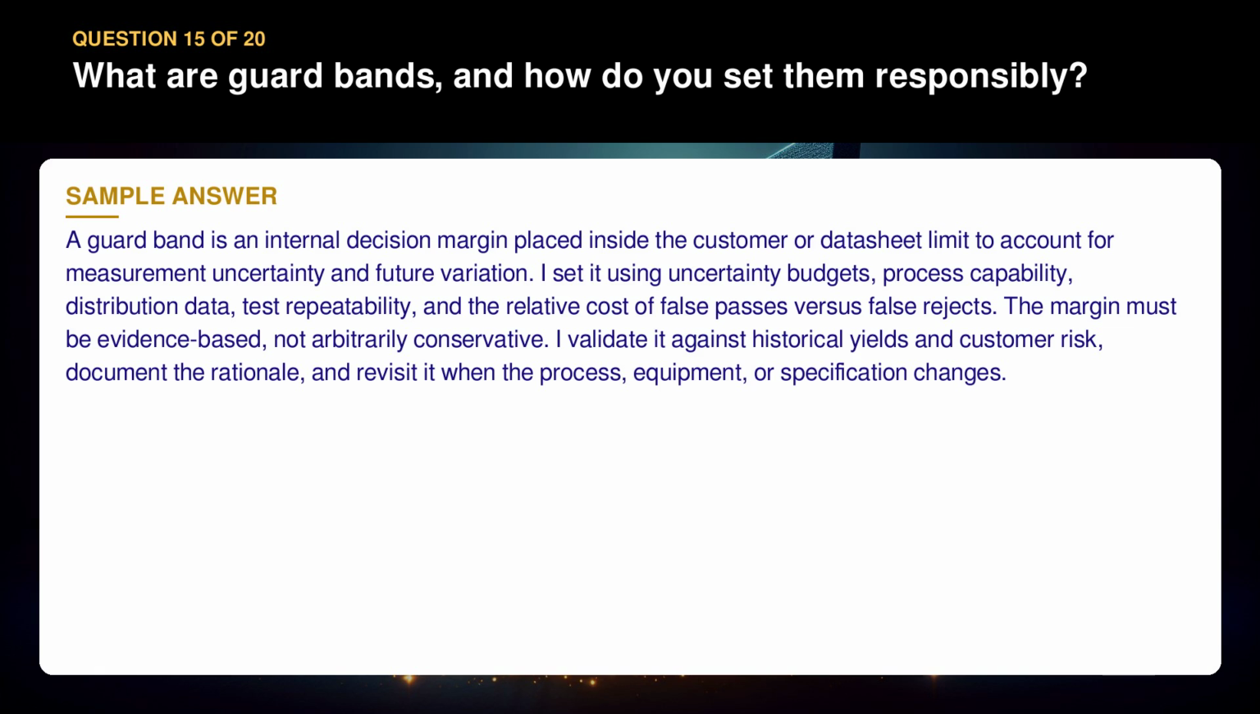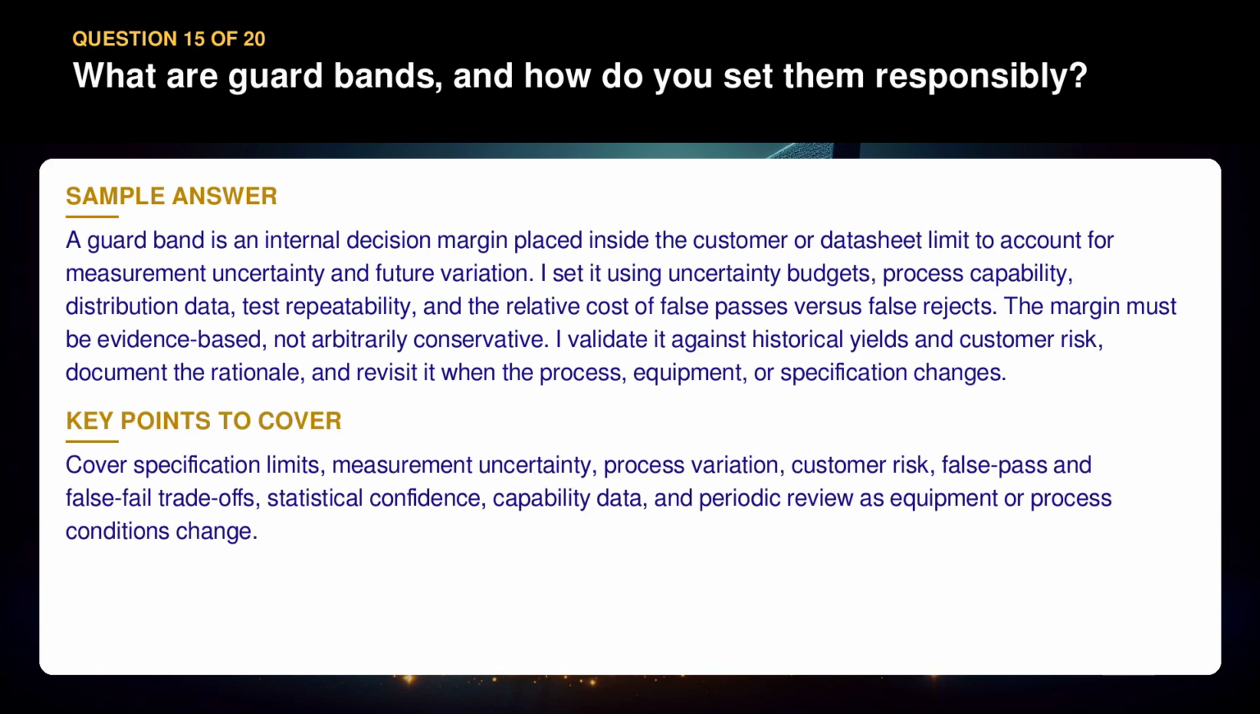I validate it against historical yields and customer risk, document the rationale, and revisit it when the process, equipment, or specification changes. Cover specification limits, measurement uncertainty, process variation, customer risk, false pass and false fail trade-offs, statistical confidence, capability data, and periodic review as equipment or process conditions change.